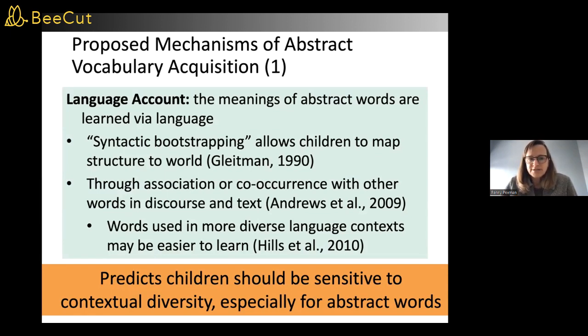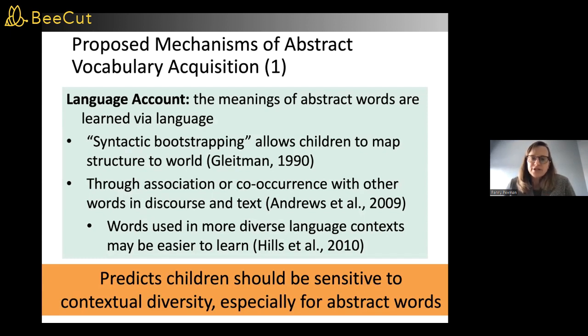The other possible mechanism is one that's been described in a number of different contexts, some computational studies as well. It's this idea that words gain meaning through the company they keep. So it's through association or co-occurrence with other words that children learn the meanings of words. They learn the meaning of a word because it occurs in the context of other words that are known. And that leads to a prediction that we could test.